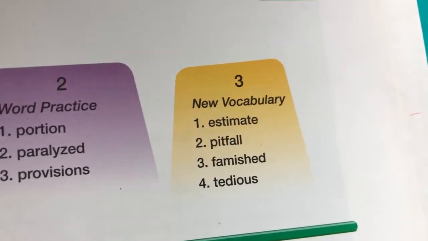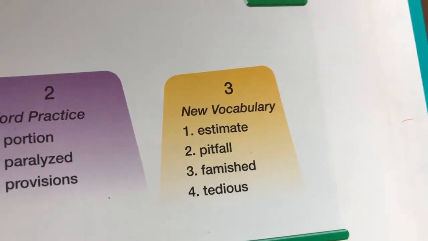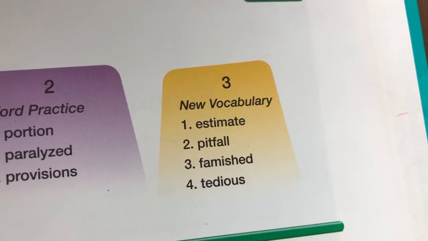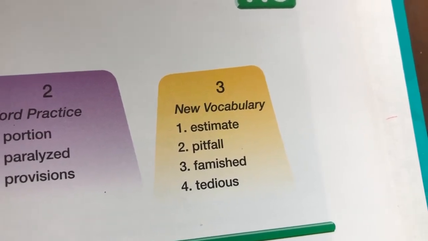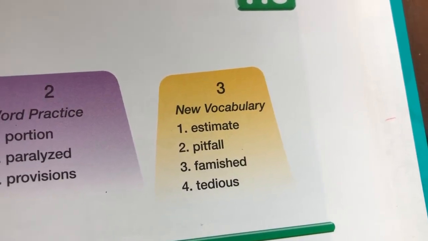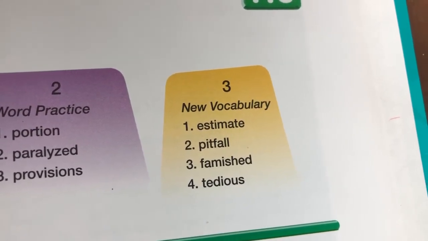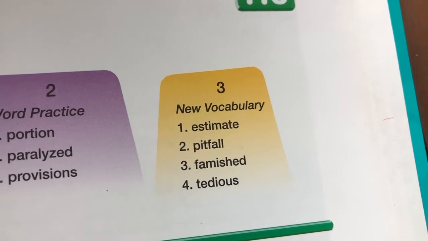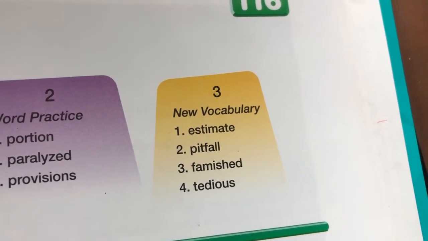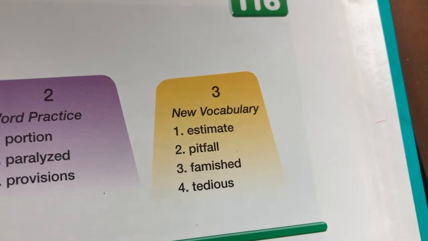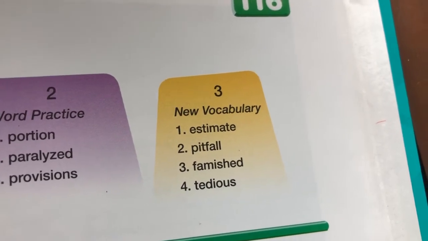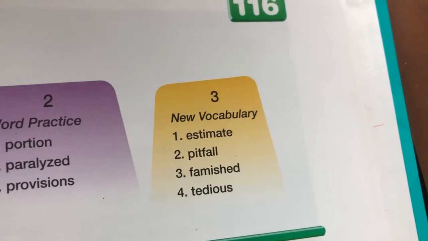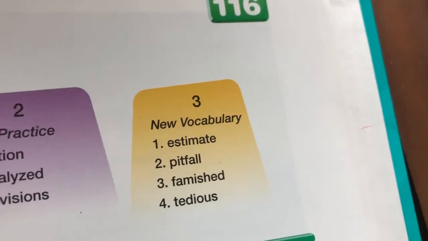Column 3. New vocabulary. Repeat after me. 1. Estimate. 2. Pitfall. 3. Famished. 4. Tedious. Let's go through them again. 1. Estimate. 2. Pitfall. 3. Famished. 4. Tedious. Let's learn these definitions for these vocab words.